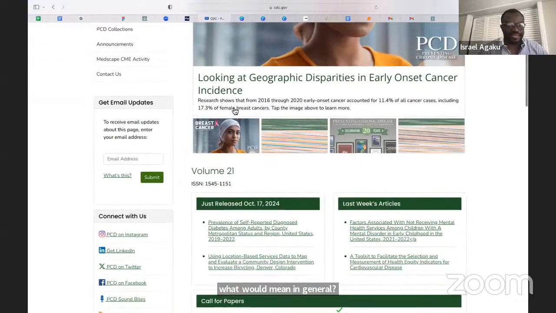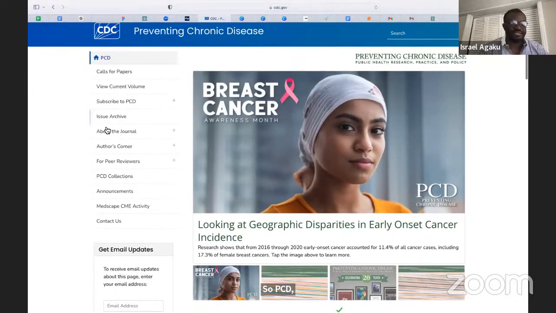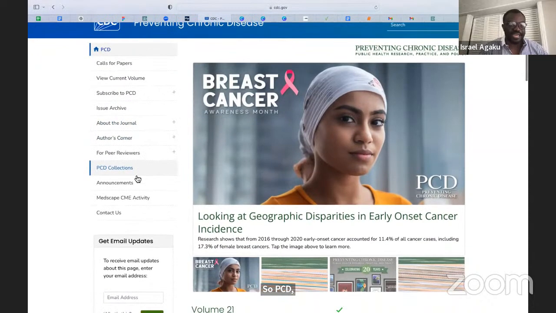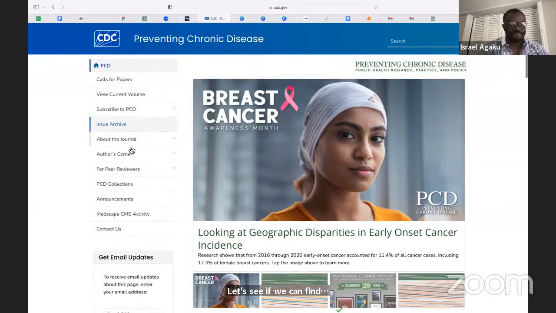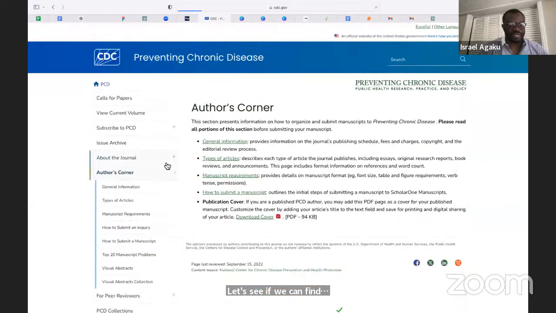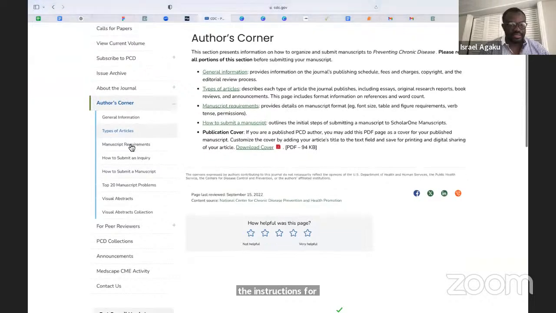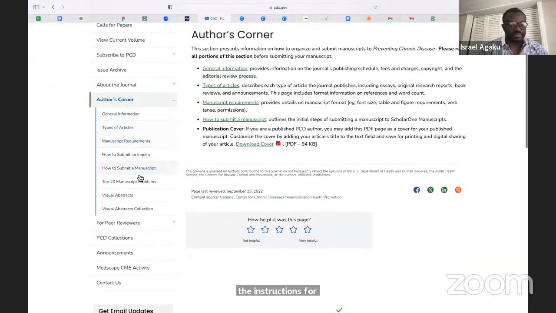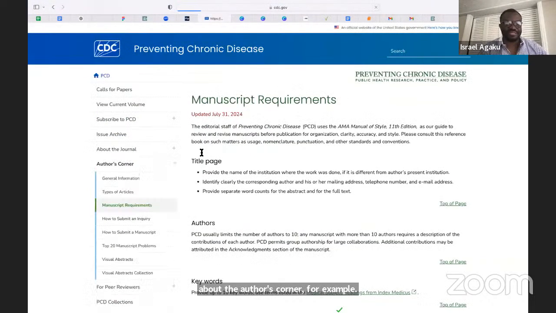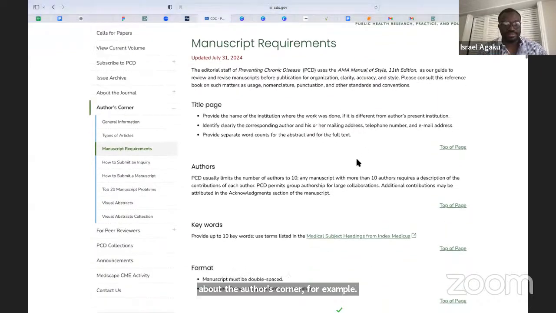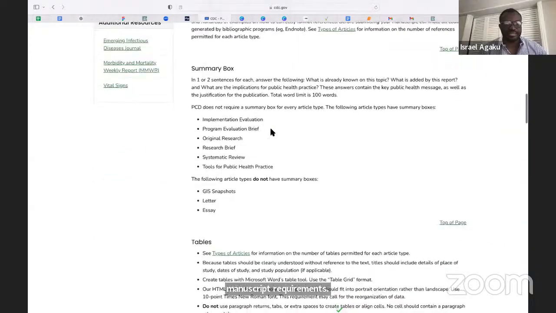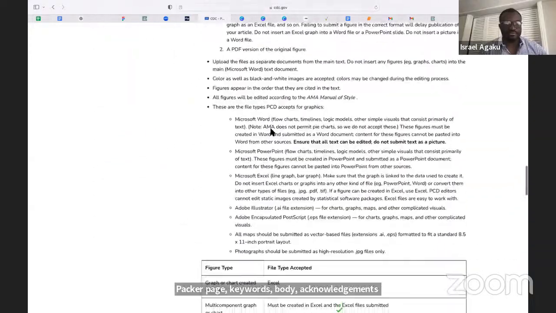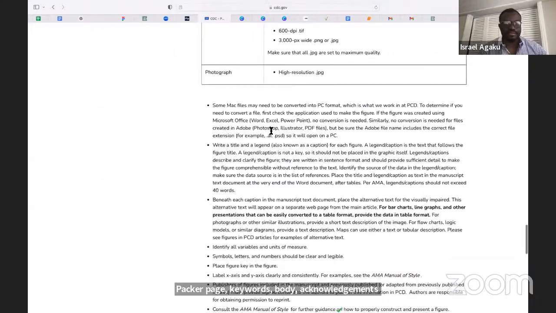So PCD is one of CDC's leading journals. Let's see if we can find the instructions for authors, for example. Manuscript requirements. Title page, keywords, body, acknowledgements. Let's see.